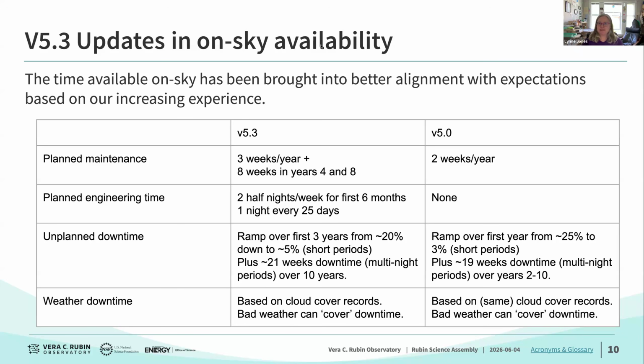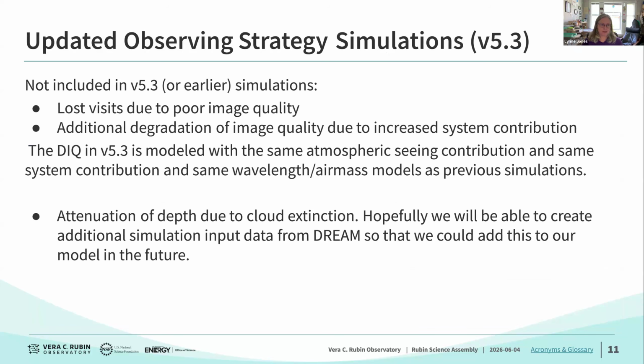Okay. Are there any questions about this part? Because we're almost out of time. But this is the major changes that we put into 5.3. Things we didn't include: lost visits due to poor image quality, or loss of depth in a particular image due to cloud extinction.